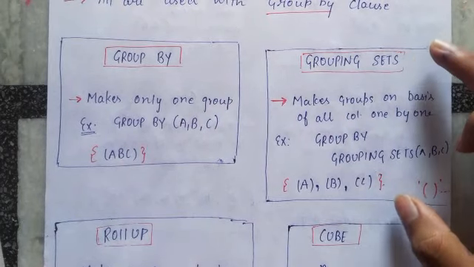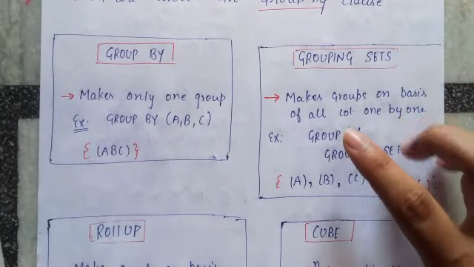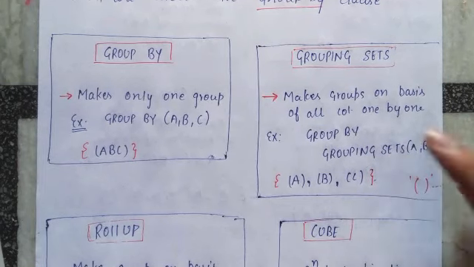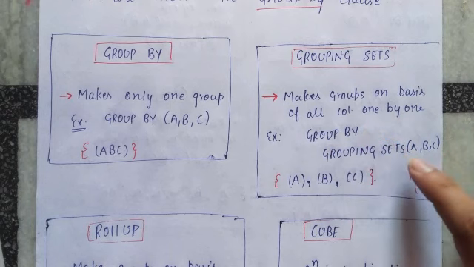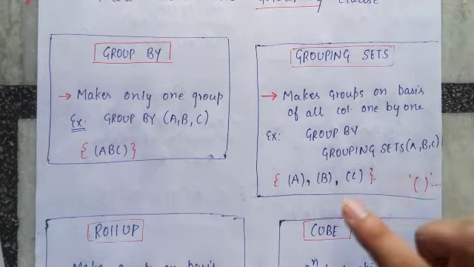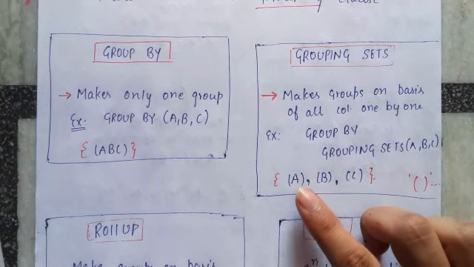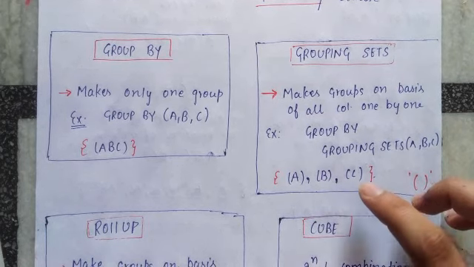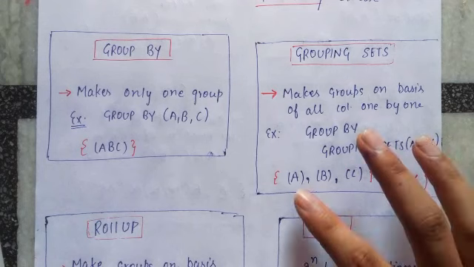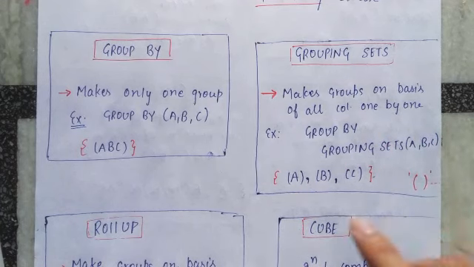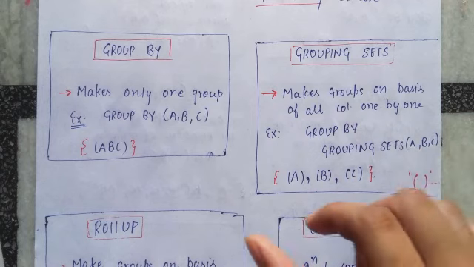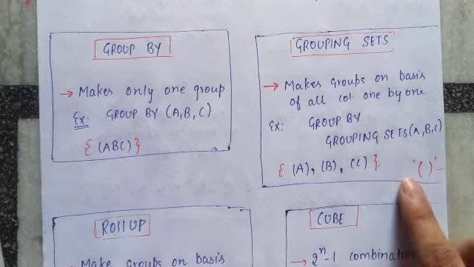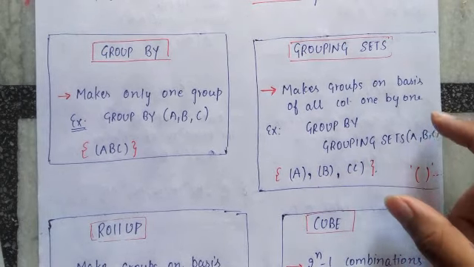Besides this, if we talk about grouping sets, how does it group the data? It makes groups on the basis of all the columns one by one. For example, if we write a query using grouping sets A, B, C, these three columns of the table, it will group the columns one by one. First it will group the table on the basis of the first column, then on the basis of the second column, and then on the basis of the third column. It does not group the data on the basis of all the columns together. It will group on the basis of each column separately. This is where the difference between these two lies.